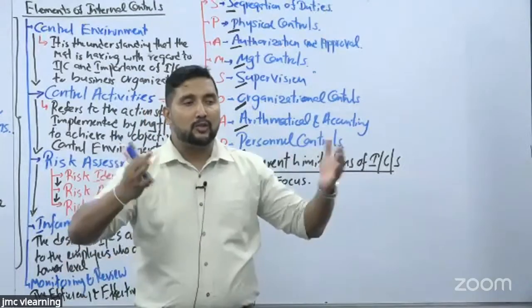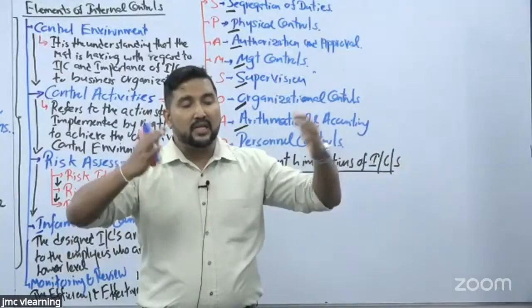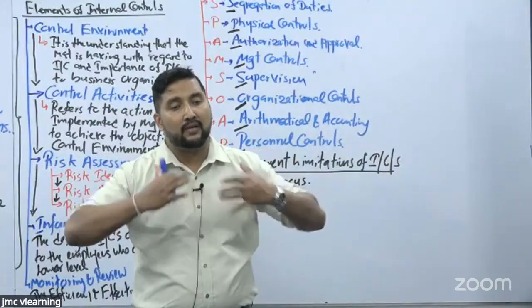So you can't compare those two together. If you are comparing cost versus the monetary benefit, the objective of implementing the internal control will not come into the picture.